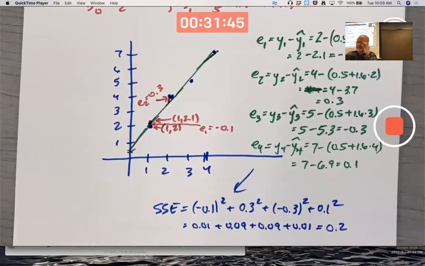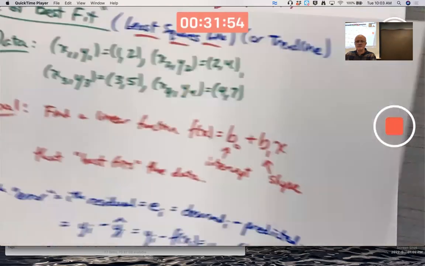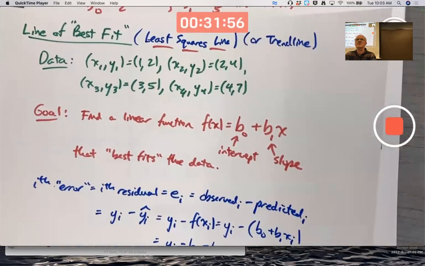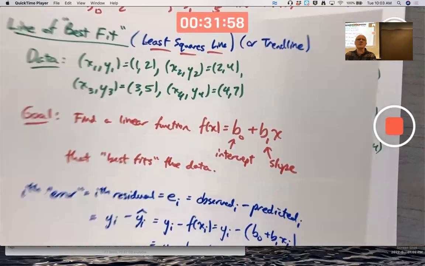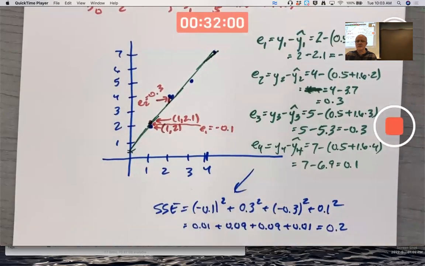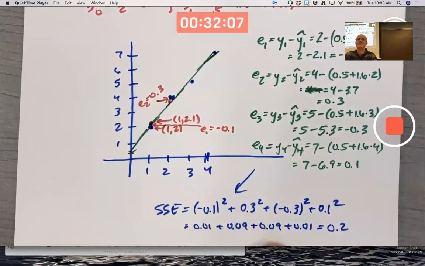Evaluated at the intercept and slope of the actual least squares regression line, no other values of B0 and B1 will give you a lower value of SSE. Any other line that you use, any other slope or intercept or both, will give you an SSE value that is bigger than this. This is minimized.